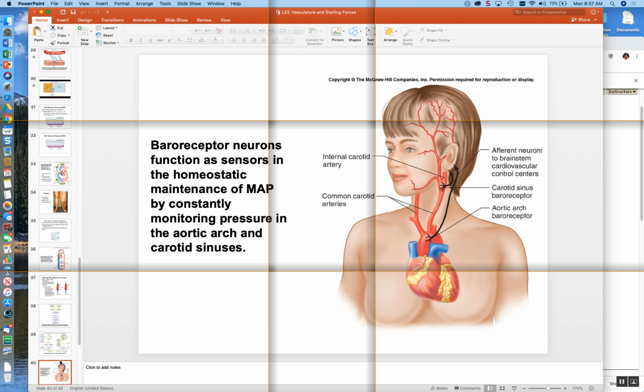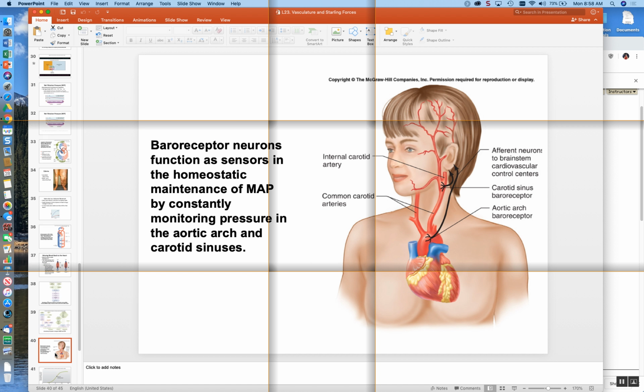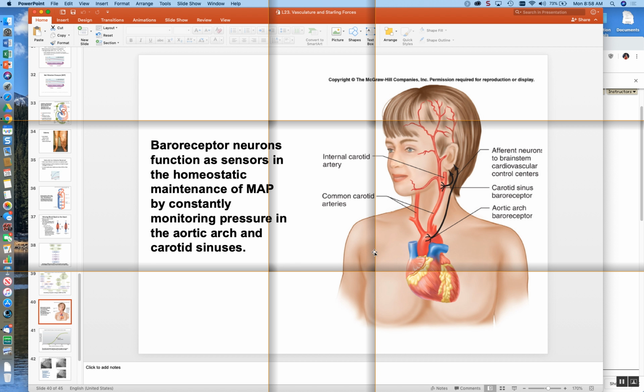So finally, the last thing I want to talk about is baroreceptors. This is a really nice concept to have under your belt. It is a great control system. You actually have these sensors in your carotid artery, here in your neck, and the aorta, the aortic arch. And it is monitoring your blood pressure.